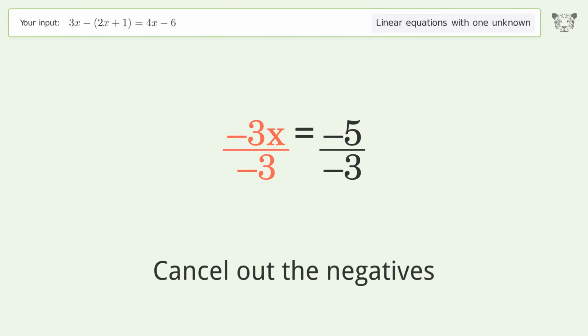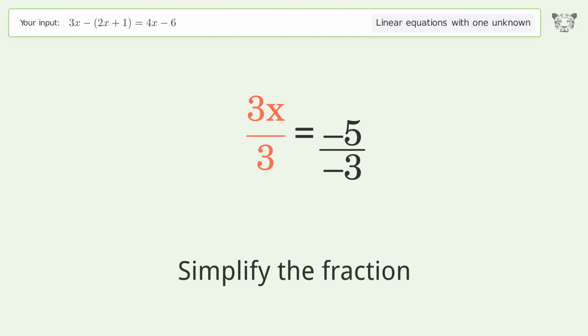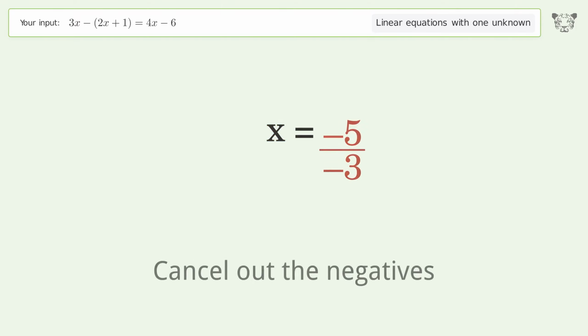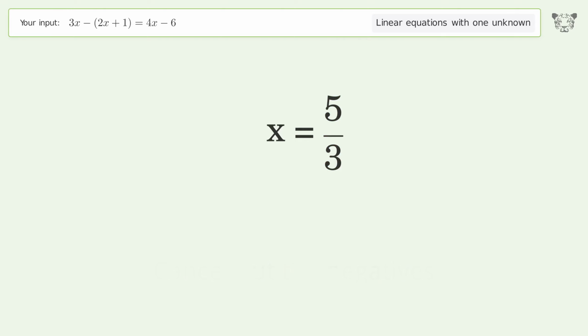Cancel out the negatives. Simplify the fraction. Cancel out the negatives. And so the final result is x equals 5/3.